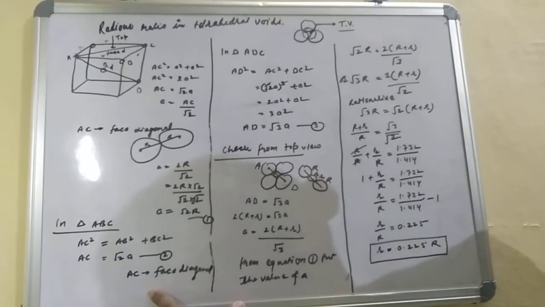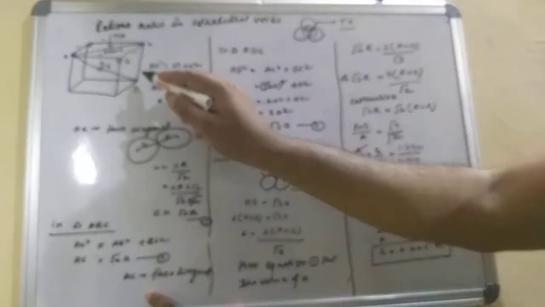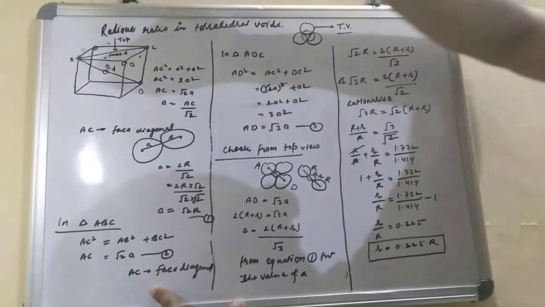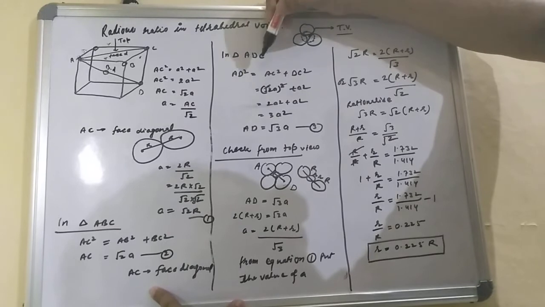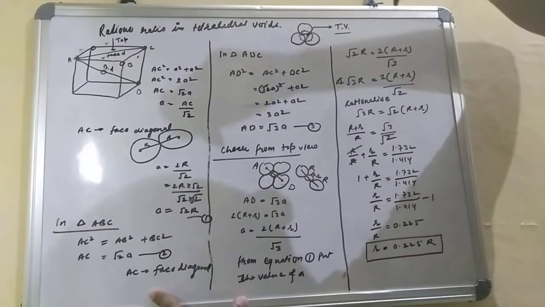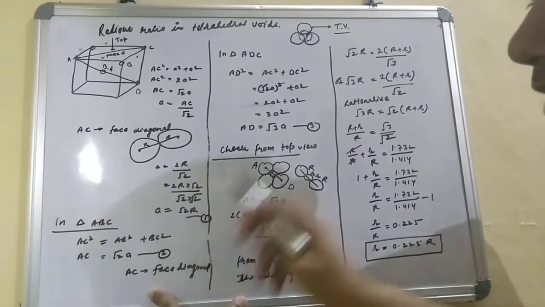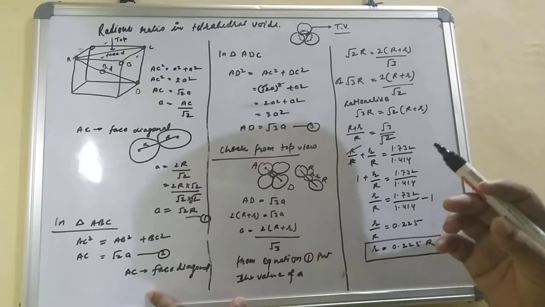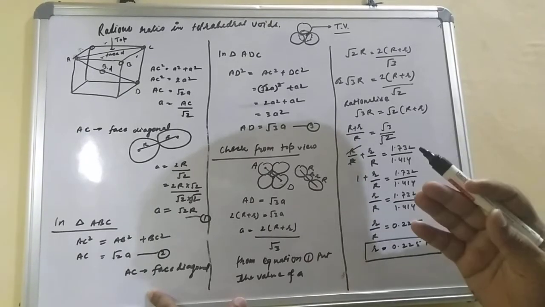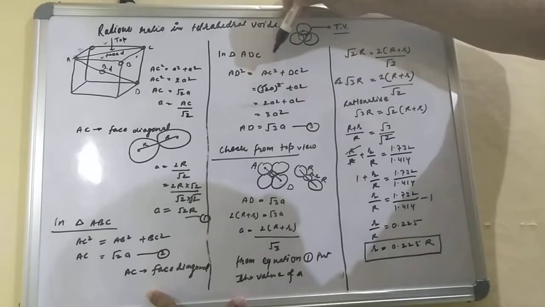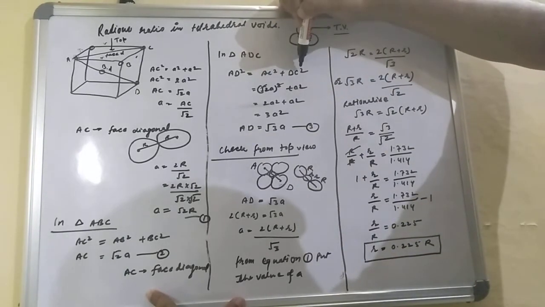Now you see in the triangle ADC, the line AB we are leaving out. So AD will become the body diagonal. Firstly we took the face diagonal, now we are taking the body diagonal. Keep in mind, to calculate the radius ratio, we first consider the face diagonal, then the body diagonal. So AD square is equal to AC square plus DC square.